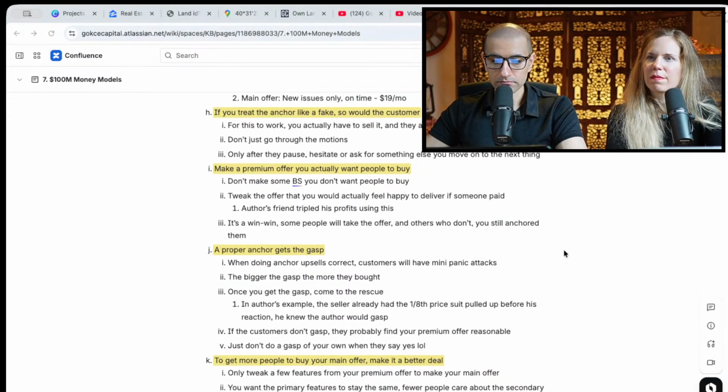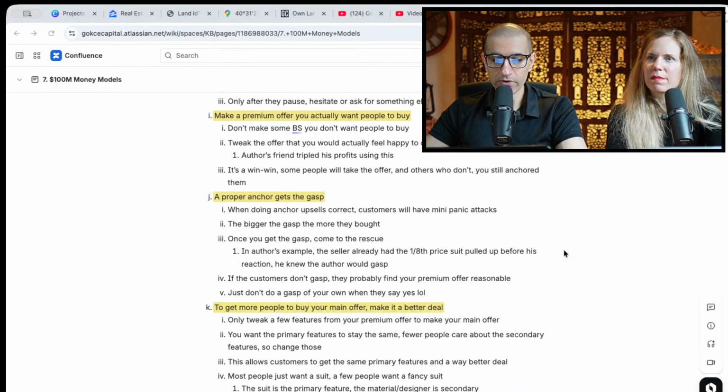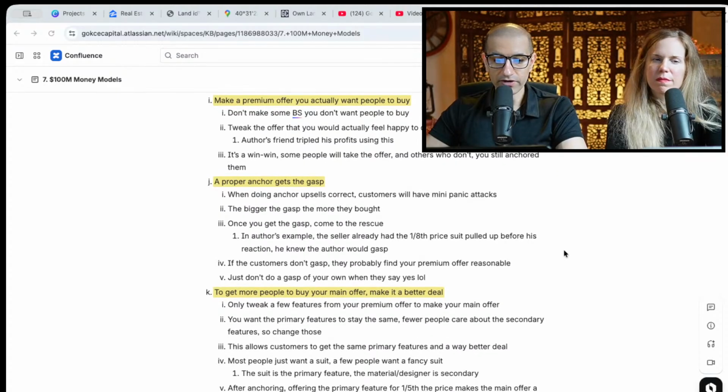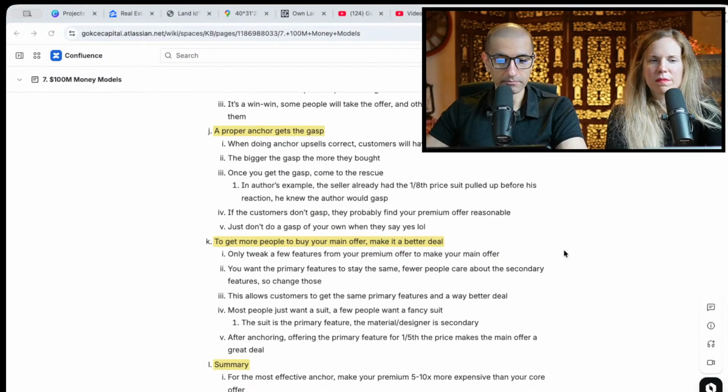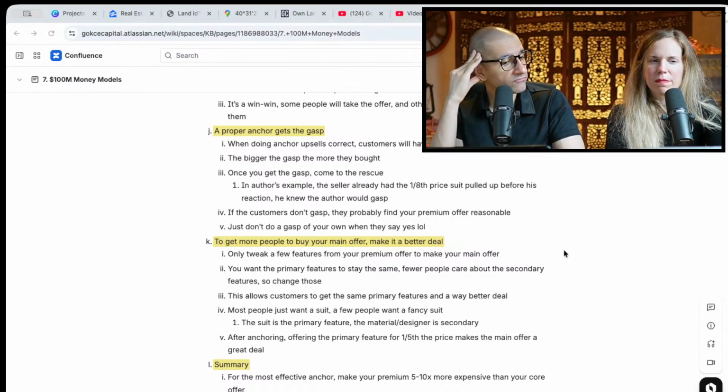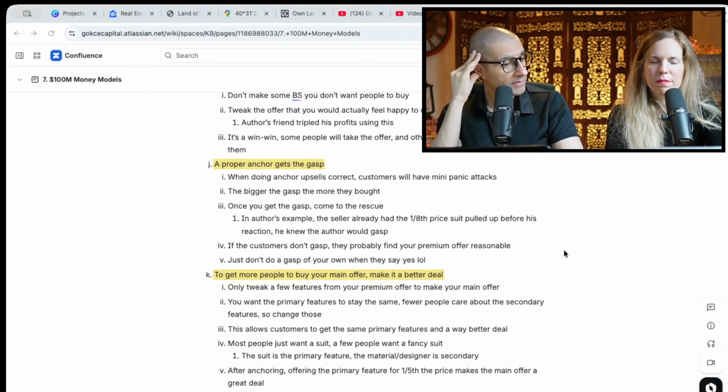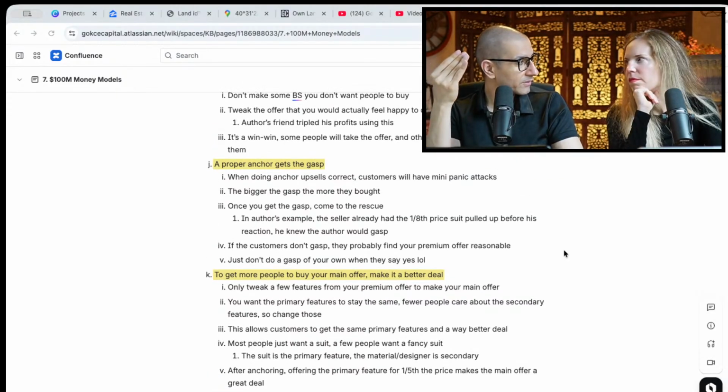Okay. Tweak the offer that you would feel happy to deliver if someone paid. The author's friend tripled his profit using this method. It's a win-win. Some people will take the offer, and others who don't will still be anchored by it. So I think we should think of some anchor upsell. Maybe we have an extremely premium membership.